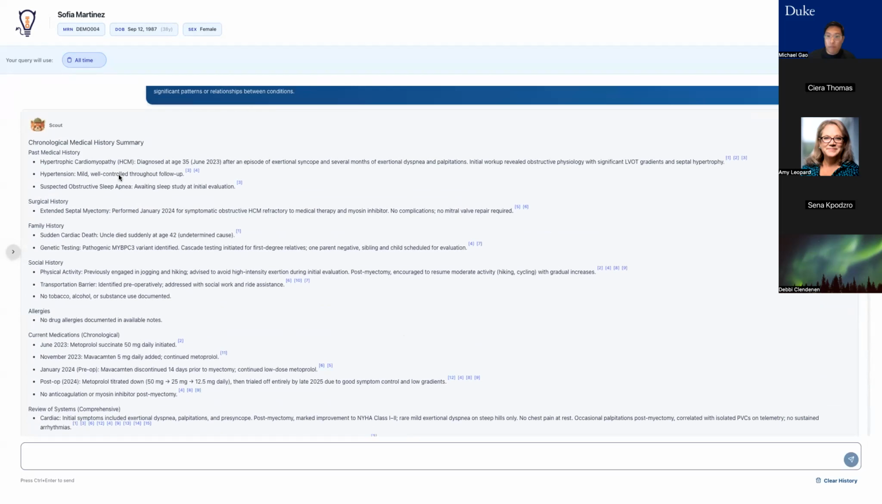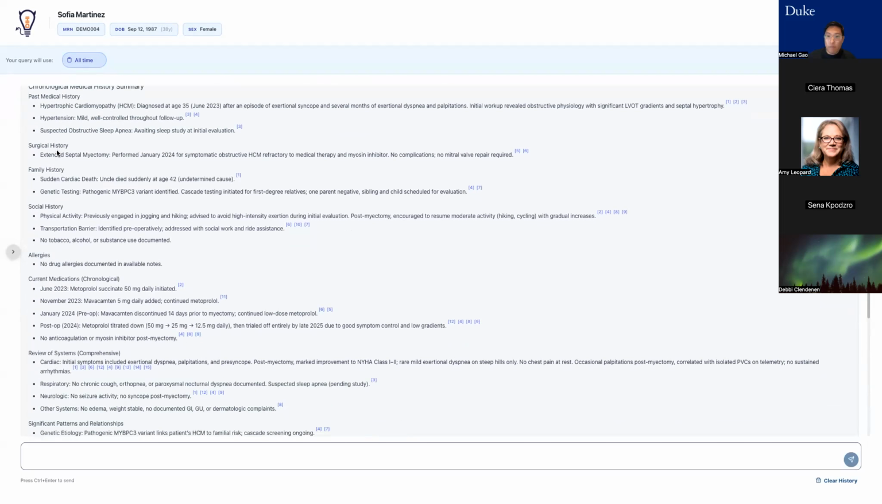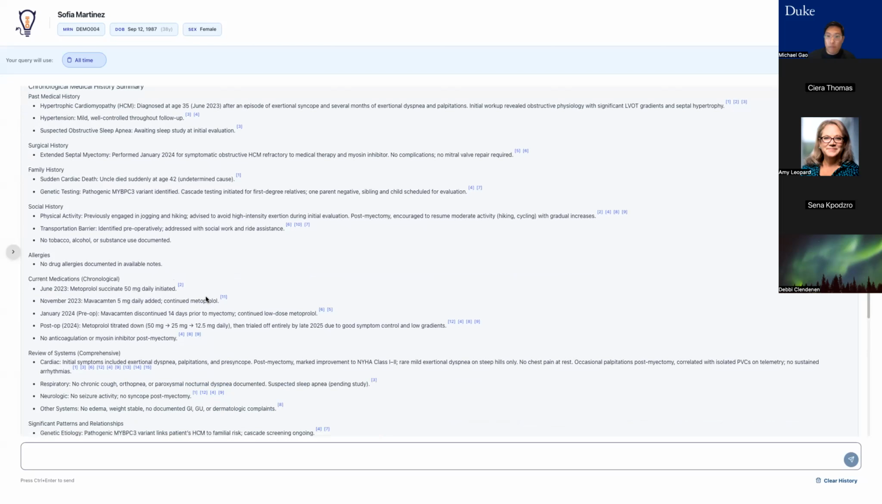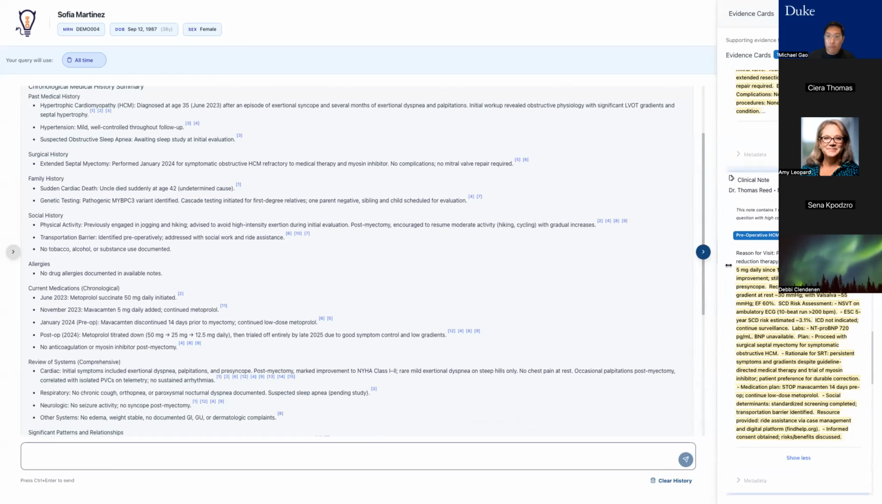So you can see here that it generated a summary exactly in the format that we asked, with a past medical history, surgical history, family history, and so on and so forth. So I want to point out a few things here. The first is that, as we just mentioned, the large language models can be unreliable. There's a lot of non-determinism. And so one of the best practices to try to prevent this is to make sure that all the claims made by these systems are actually backed up by evidence. And so you can see here that there are links to the specific note and the section of the note that was used in generating the answer.